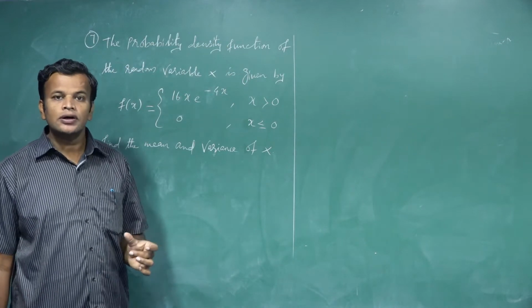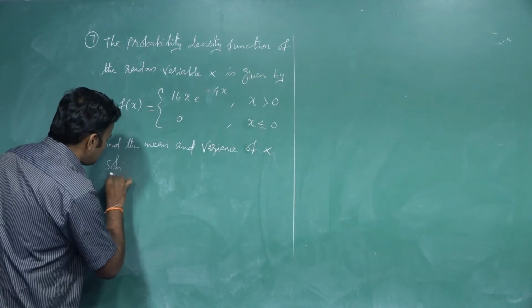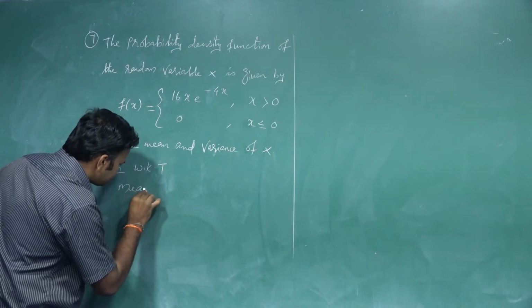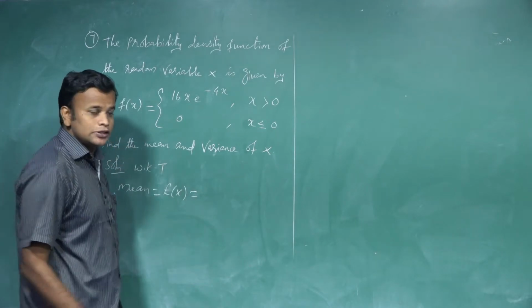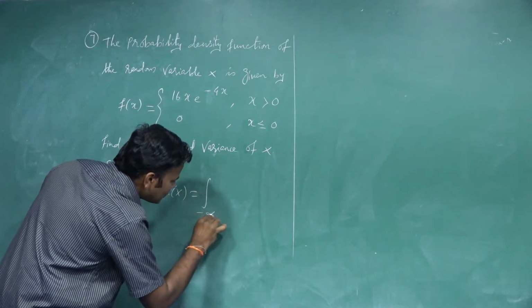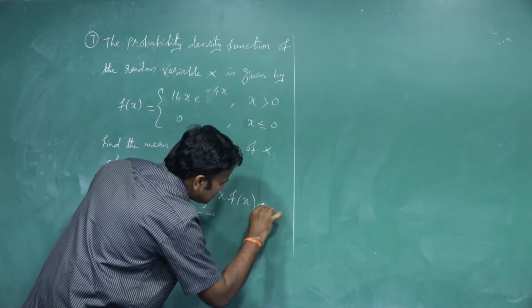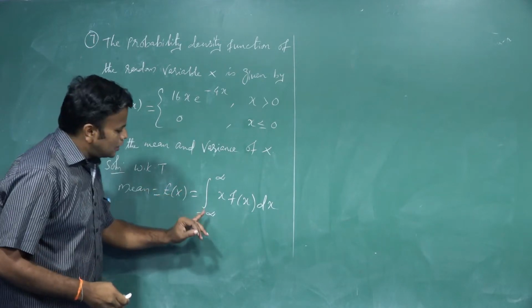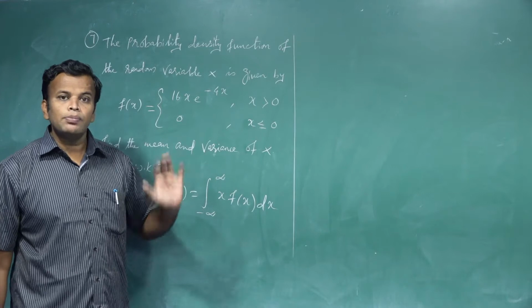So using the concept of integration, first we write the formula. Mean. The symbol of mean is E of x, and whose formula is the integral from minus infinity to plus infinity of x into f of x dx. So it is a formula. Then the limits minus infinity to plus infinity change depending upon the given problems.